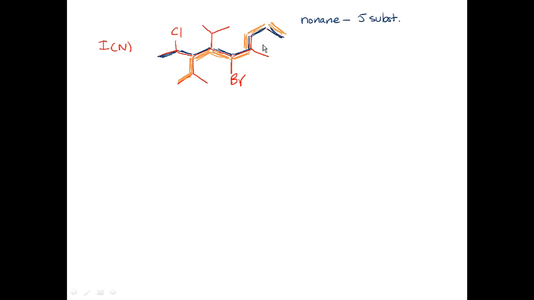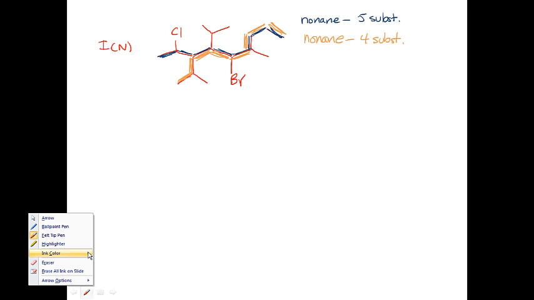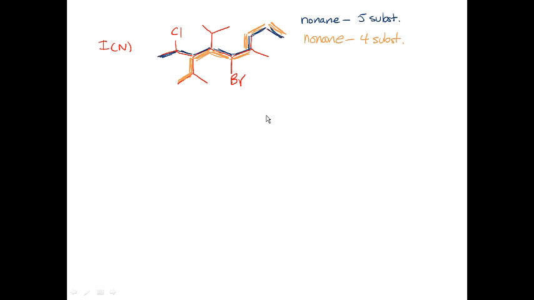Okay, so this orange one is a nonane also, but how many substituents does it have off of the orange? 1, 2, 3, 4. Good. So that one only has 4 substituents. So clearly then the blue chain is the one that I'm going to use as my longest chain. So I'm going to use this chain to go ahead and write my longest continuous carbon chain.